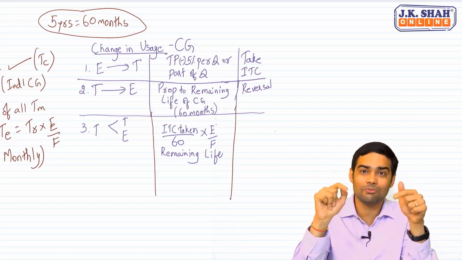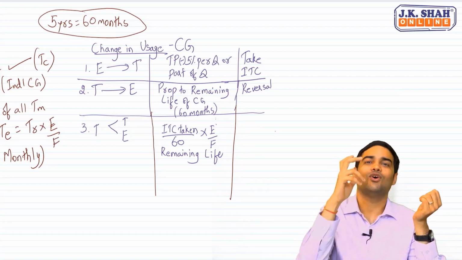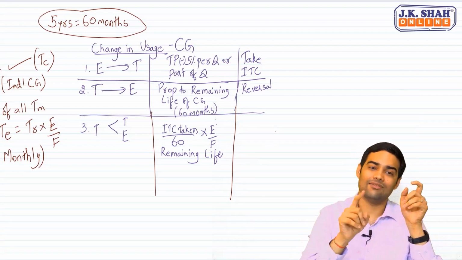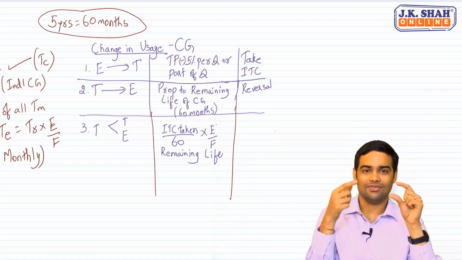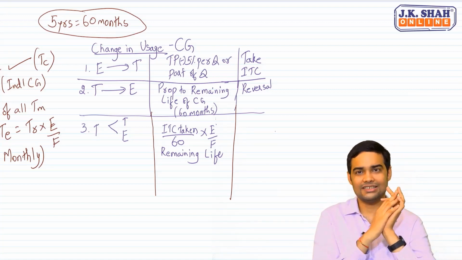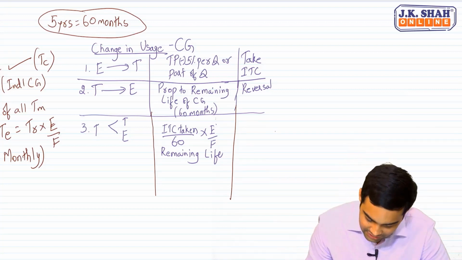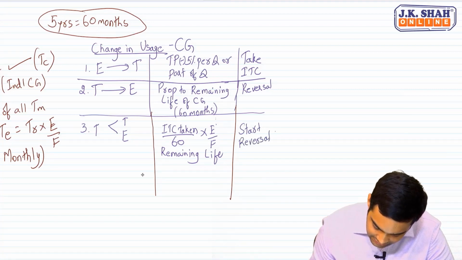क्योंकि 6 महीना तो पहले यूज कर लिया. 54 months is the remaining life. For that 54 months, you will have to do the reversal in the same fashion. So you found PM into E by F. So that means ITC taken by 60 into E by F. Clear? So you will start reversal. Correct? Okay, sir. Understood. Now the last case.